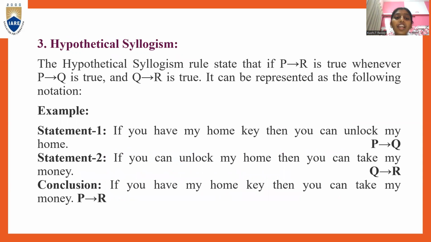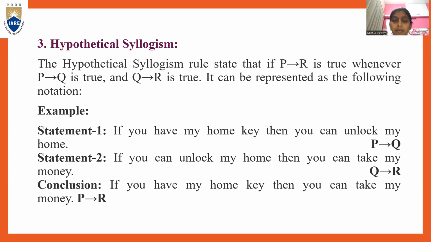Next is hypothetical syllogism. The hypothetical syllogism rule states that if P implies Q is true, and Q implies R is true, then automatically P implies R is also true. So it can be represented as the following notation.